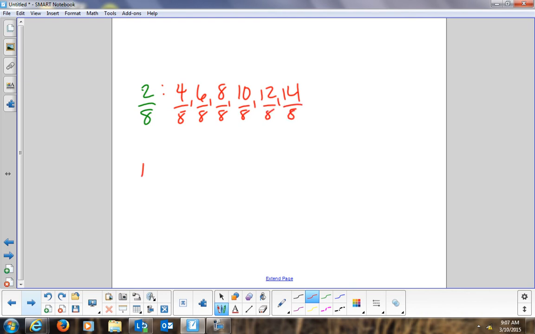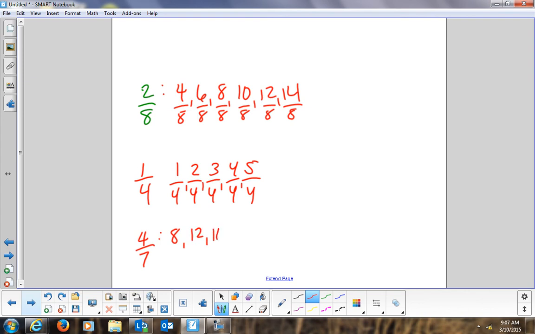How about multiples of 1/4? So we have 1, 2, 3, 4, 5, all over 4. How about multiples of 4/7? Okay, so 4 times 2 is 8, 4 times 3 is 12, 4 times 4 is 16, and then just put them over a 7. Those are all multiples of the fraction 4/7.